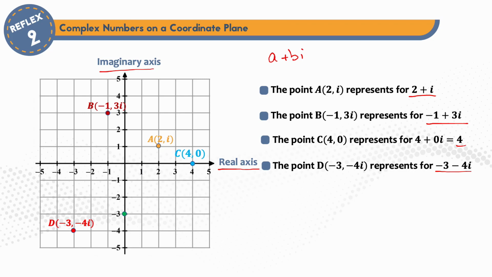Then we have point E, which is at negative 3 on the imaginary axis. That's going to be represented as the coordinate 0, comma, negative 3i. So that point E is represented as 0 minus 3i, and we could just write negative 3i.